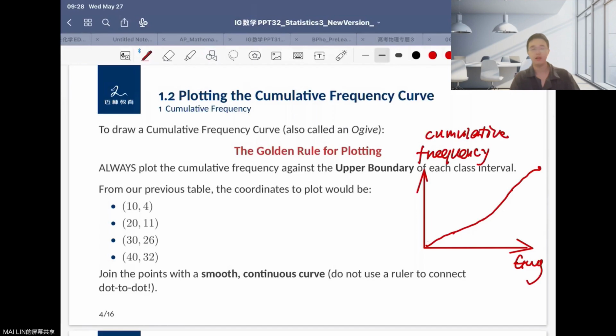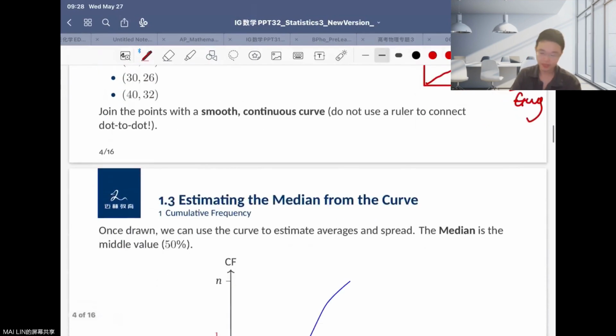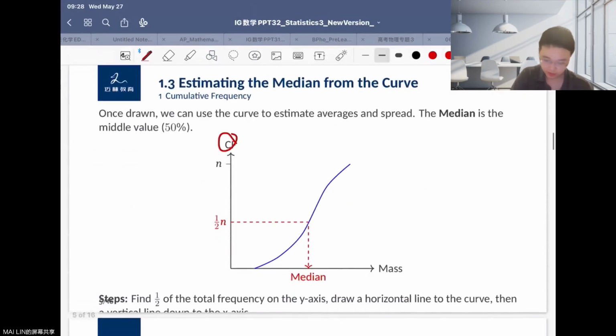Also you can use your graph to find the median. Here, the cumulative frequency means the total number of events, so we can say the total frequency is n. Half the frequency means the middle position, that is half times n, and this represents the median.